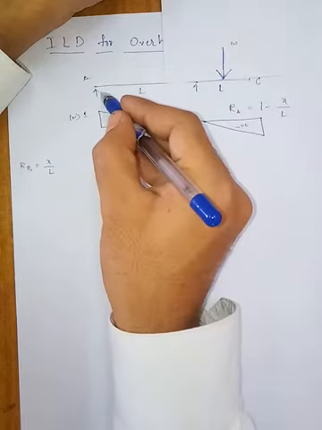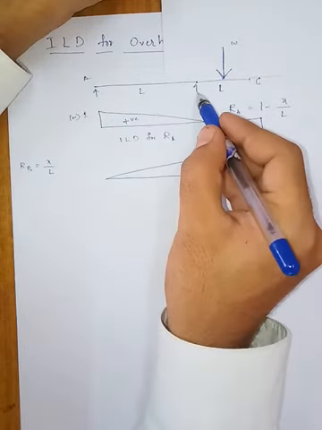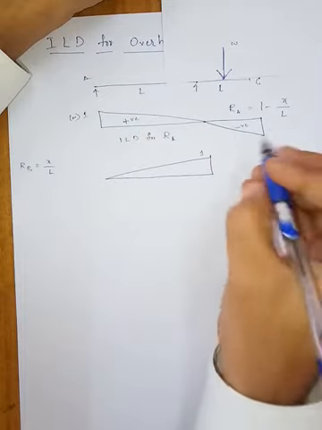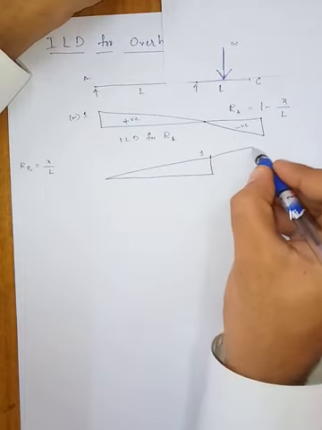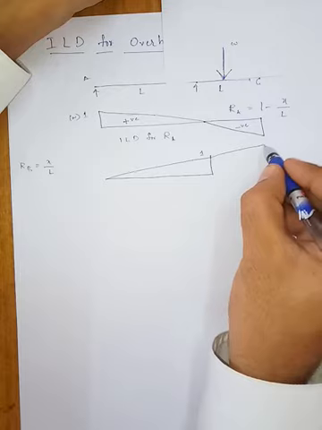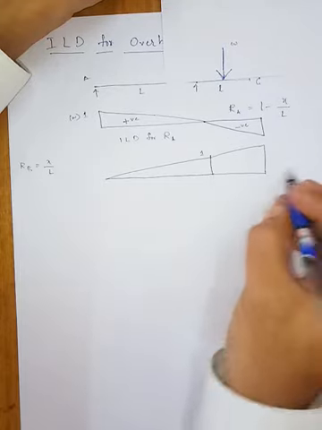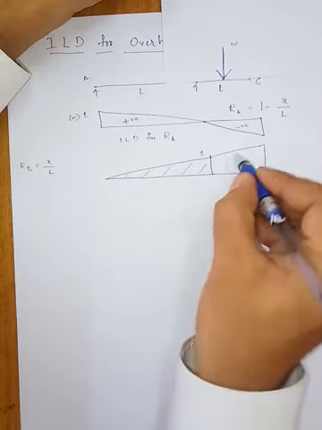Two forces are moving downwards, only one force is moving upward. So it should be the summation of W and RA. So it becomes more than W. Here both are positive.